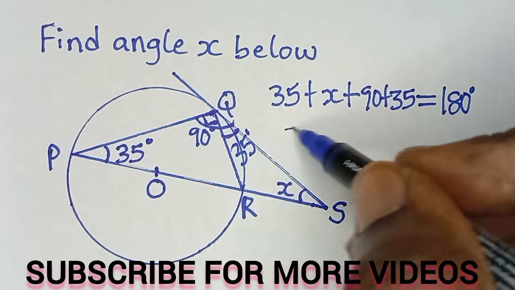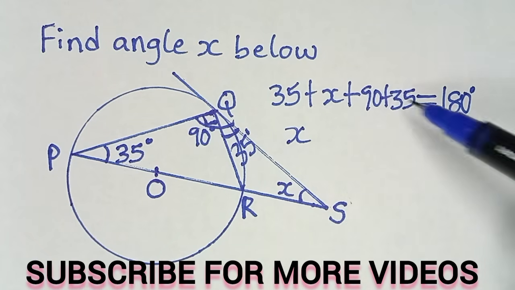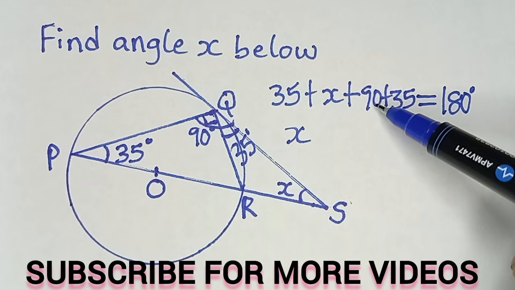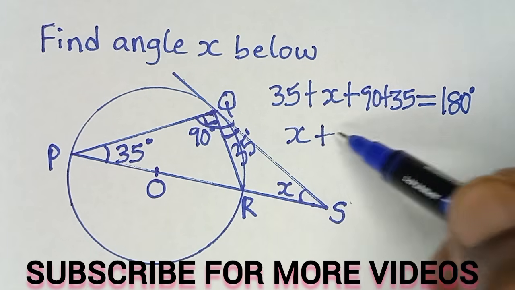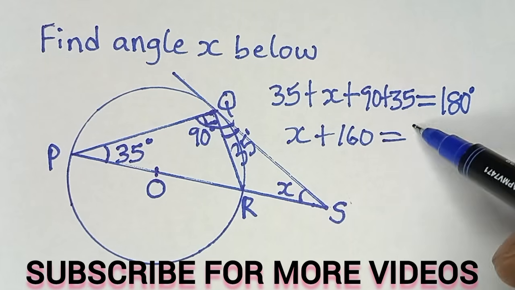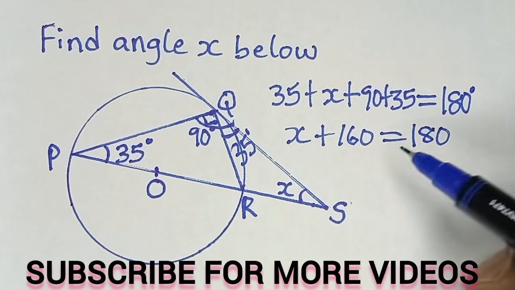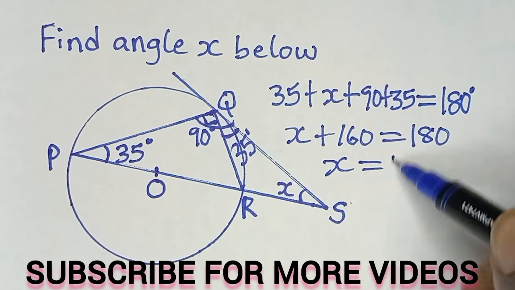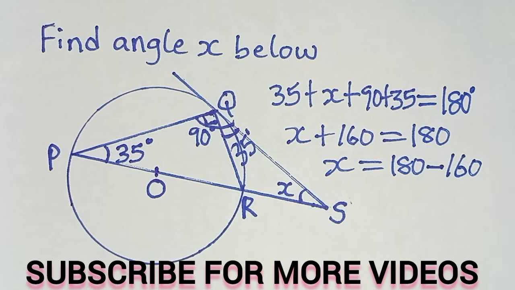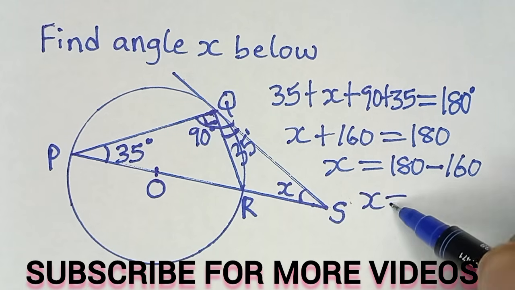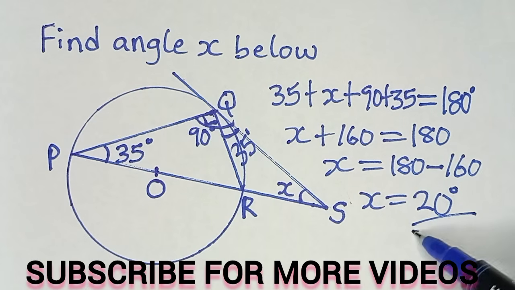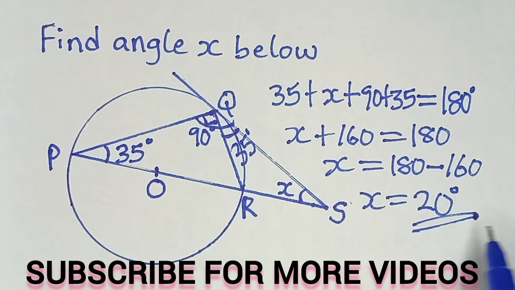So I can leave my X here, write it first. 35 plus 35 is 70. 70 plus 90 will give me 160. So X plus 160 is equal to 180. And from there, I can get the value of X as equal to 180 minus 160. 180 minus 160 is 20. So the value of angle X is simply 20 degrees as the final answer.